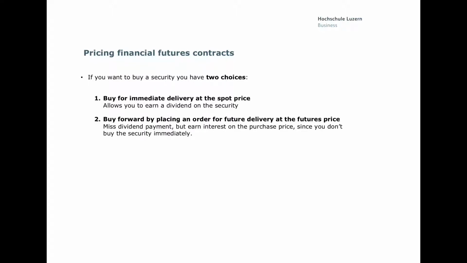The second option is related to buying an asset forward by placing an order for future delivery at the futures price. If you use a futures contract, you don't pay for the asset up front, which allows you to earn interest on the current purchase price. However, since you didn't buy the asset immediately, you're not the legal owner and thus miss out on any dividends that are paid in the meantime.